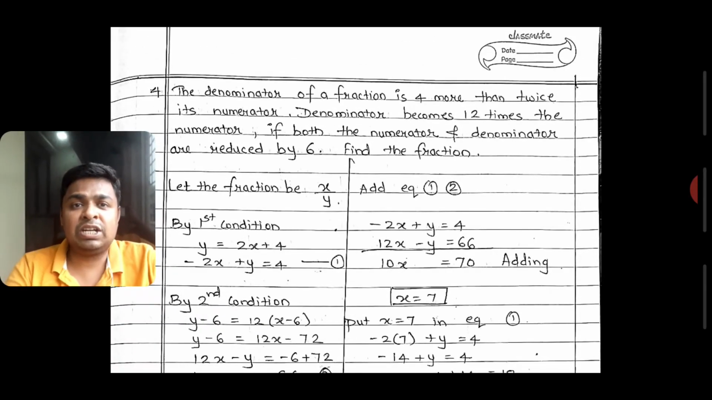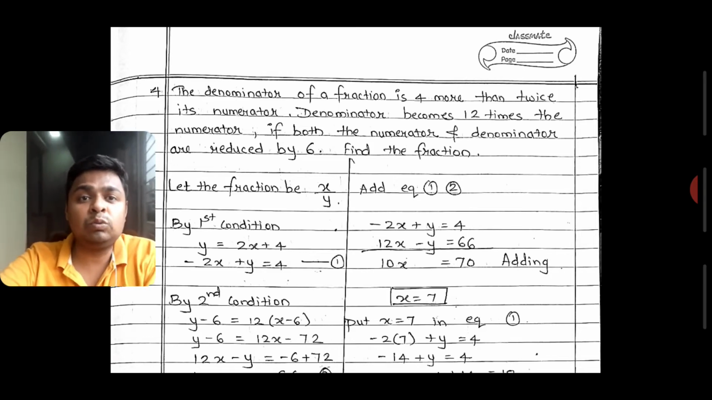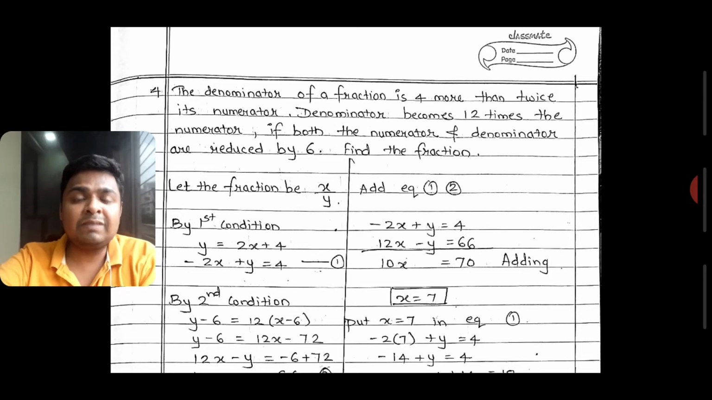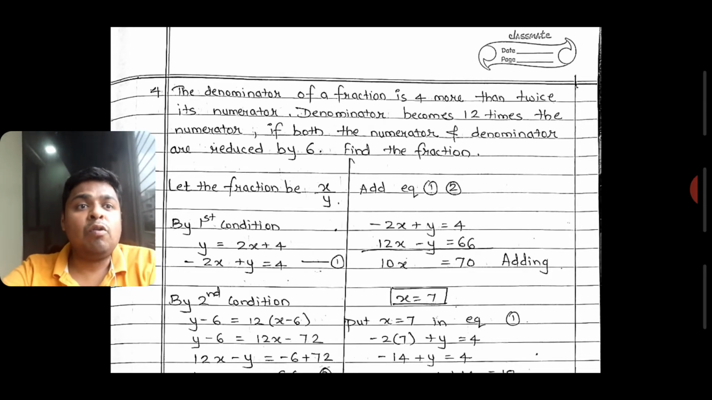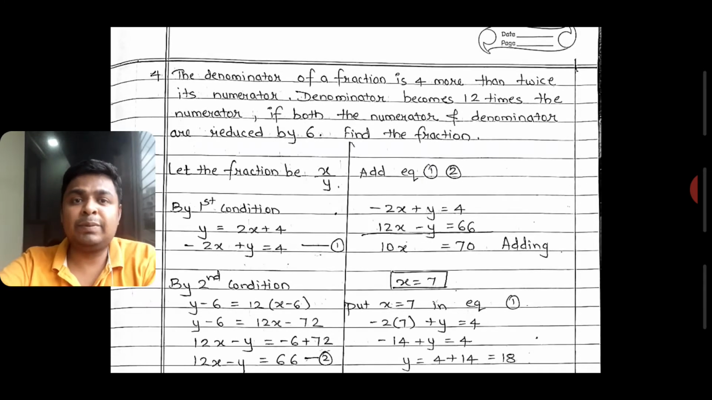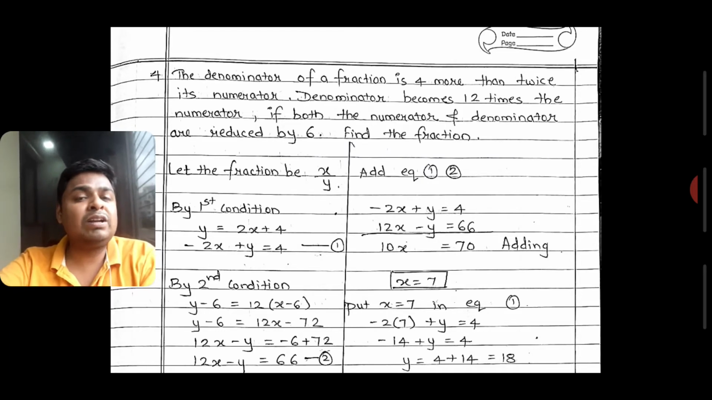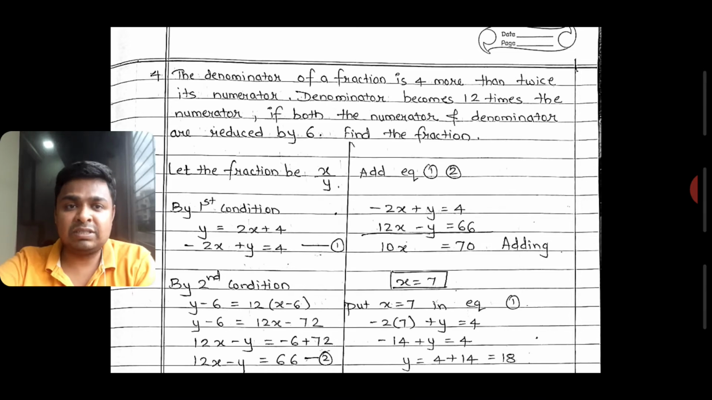So first condition, the denominator is 4 more than twice its numerator. Denominator we consider y, numerator we consider as x. So denominator is means y is equal to. 4 more than means plus 4. Twice the numerator, that means 2x plus 4. So y is equal to 2x plus 4. Now transfer 2x on this side, it will become minus 2x plus y is equal to 4. Keep the 4 on that side. So we get the first equation.